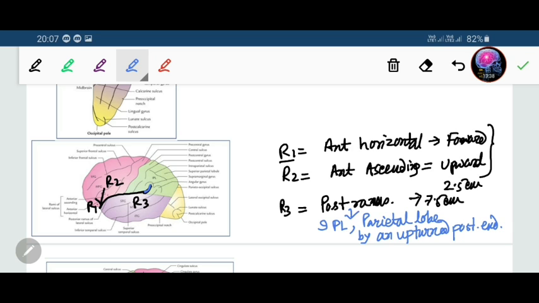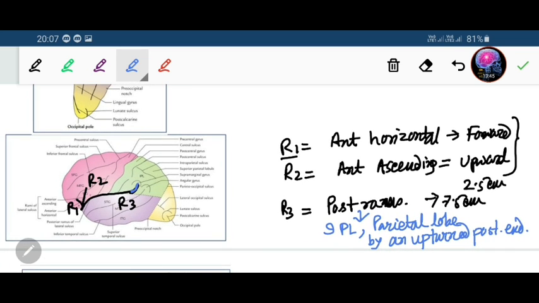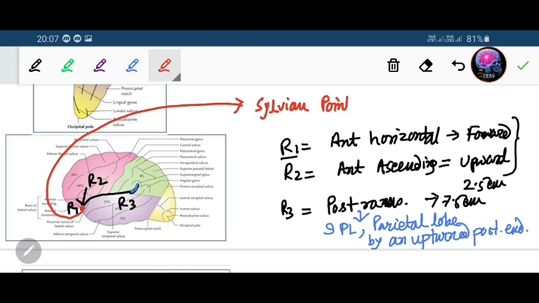The 3 rami of the lateral sulcus diverge from each other at a point which is called the Sylvian point. So what is the Sylvian point? This point where the 3 rami diverge from each other is known as the Sylvian point, the point of divergence of 3 rami.